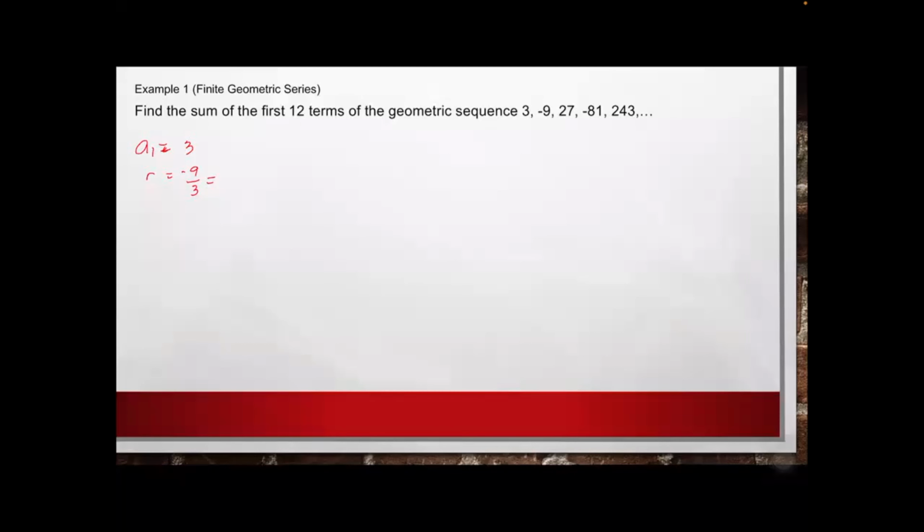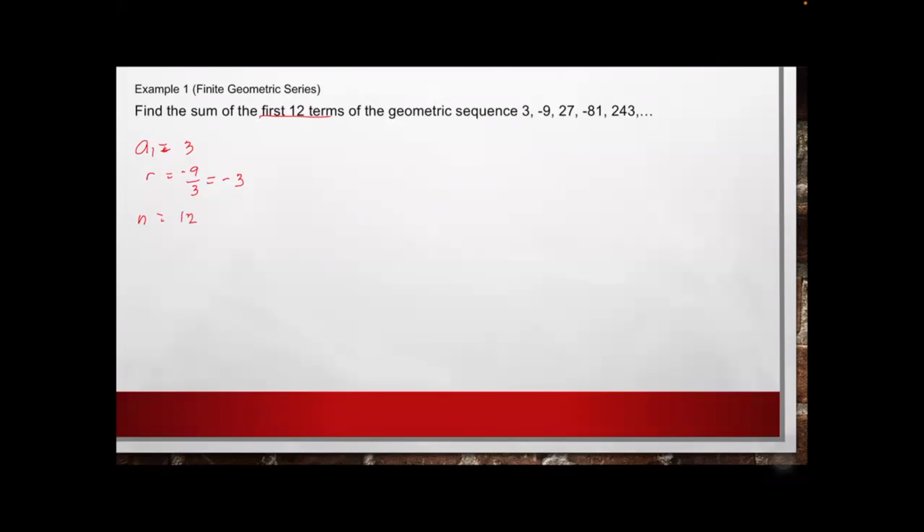Find the sum of the first 12 terms of the geometric sequence: 3, negative 9, 27, negative 81, and 243. Now, in our given, a sub 1 is equal to 3 and r is equal to negative 9 over 3. So we have negative 9 divided by 3. The answer will be negative 3. Then what we are asked to find is 12, so n is equal to 12.